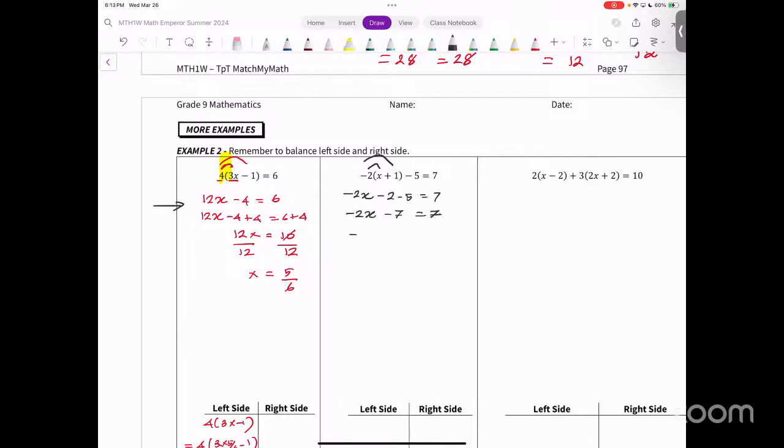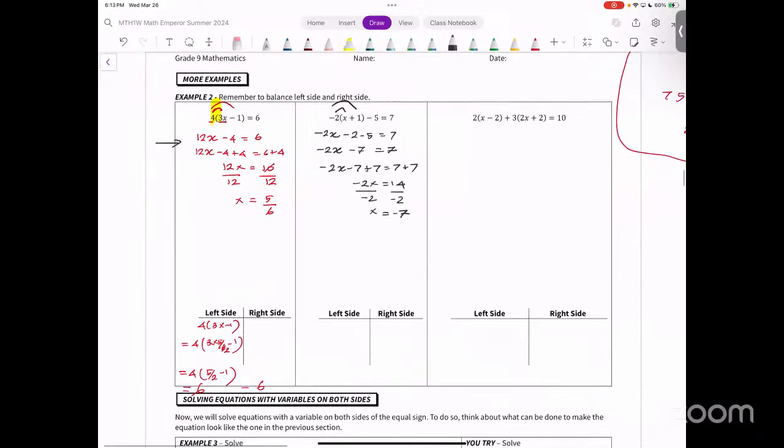The opposite operation for the subtraction is, we know, addition. We're going to add 7 to both sides. So negative 2x is going to be 14. Now the opposite operation for the multiplication is division. x is equal to minus 7. You should know how to check it. Let me show you how to check it.